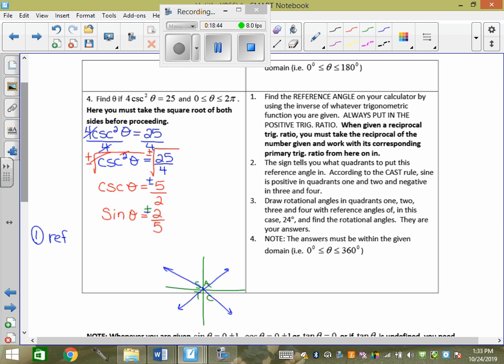Reference theta equals sine inverse of 2/5. I don't care if it's negative, I'm taking the positive. Now this one's in radians again. So you can do it in degrees, but you have to remember to convert.